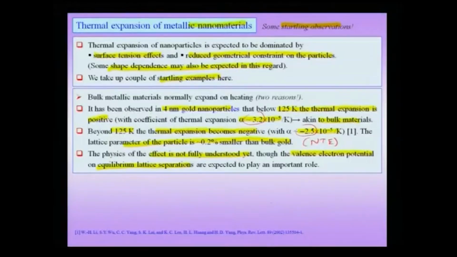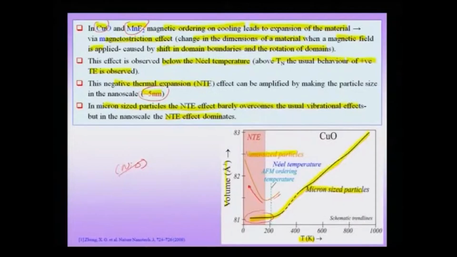So, we have seen at least a couple of examples straight away wherein we are noticing that there can be a negative thermal expansion coefficient, one of which is not fully understood yet, which is in the case of gold above 125 Kelvin. But in this case there seems to be a better understanding of the underlying mechanism which is giving rise to this negative thermal expansion in these nanoparticles of copper oxide or manganese difluoride.